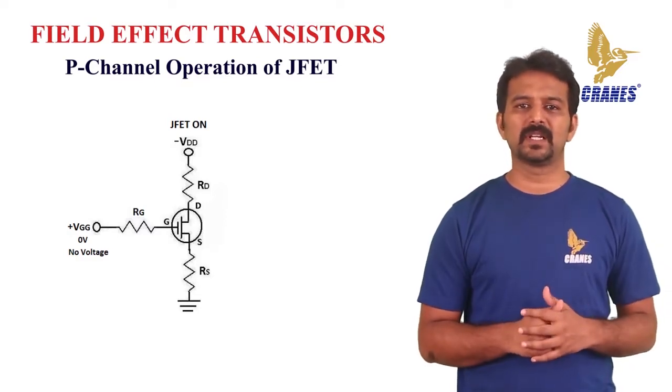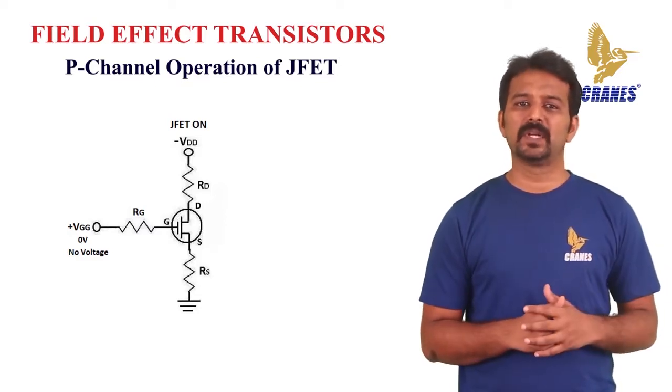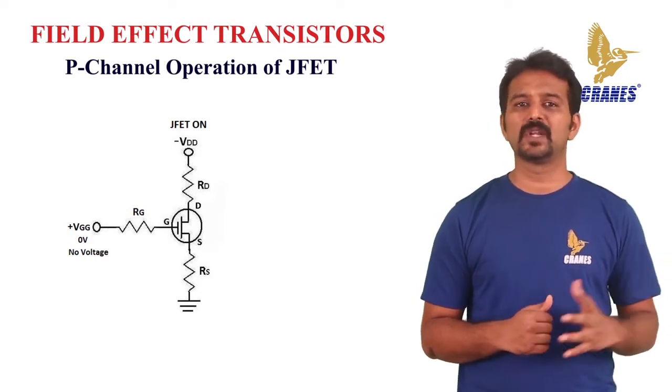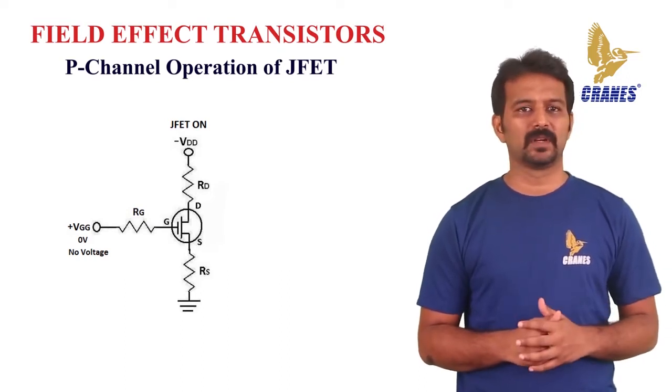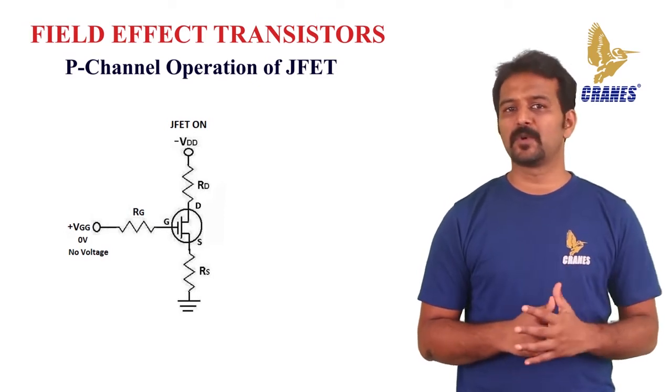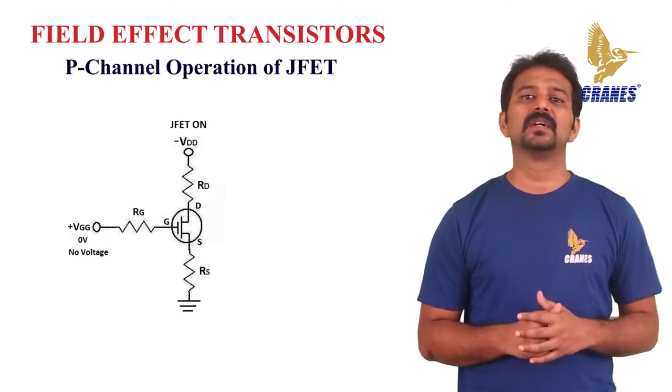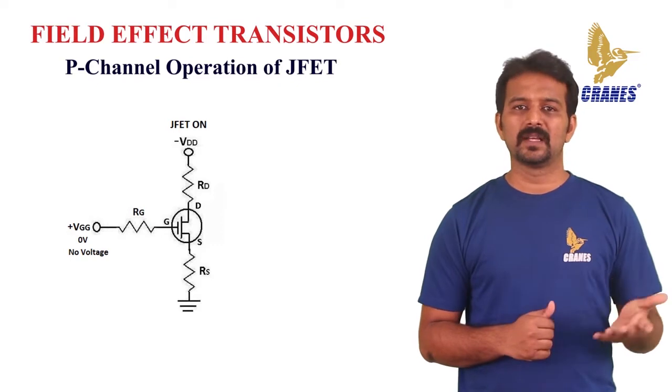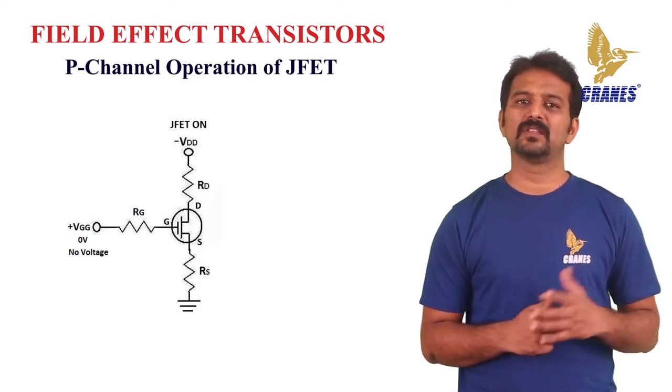For turning off the P channel JFET, the negative bias voltage can be turned off or positive voltage can be applied to the gate terminal. If the gate terminal is given a positive voltage, then the drain current starts reducing and thus the P channel JFET is said to be in the off condition.